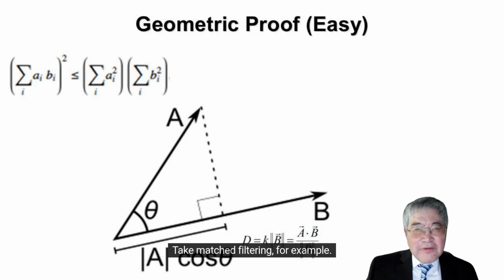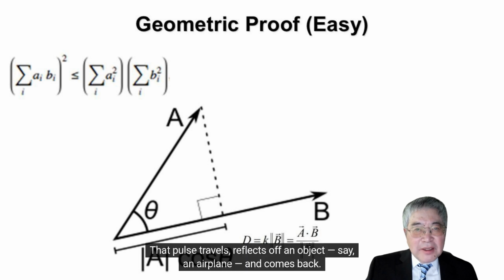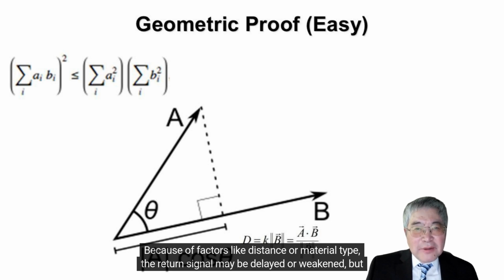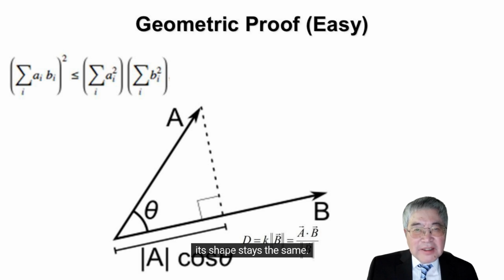Take matched filtering, for example. Imagine you transmit a radar pulse. That pulse travels, reflects off an object, say an airplane, and comes back. Because of factors like distance or material type, the return signal may be delayed or weakened, but its shape stays the same. So how do we detect it?